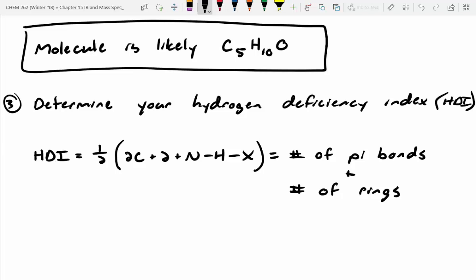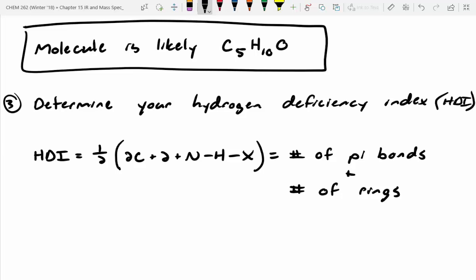So if you've got 1 pi bond and no rings, you should have an HDI of 1. If you've got 1 ring and no pi bonds, that will also have an HDI of 1. If you've got an HDI of 0, that means you can't have any rings, you can't have any pi bonds. So it's a really useful trick you can use. The tricky thing is, what if you have an HDI of 2? You could have 2 rings, you could have 2 pi bonds, or you could have a ring and a pi bond. So it's any combo of rings and pi bonds.